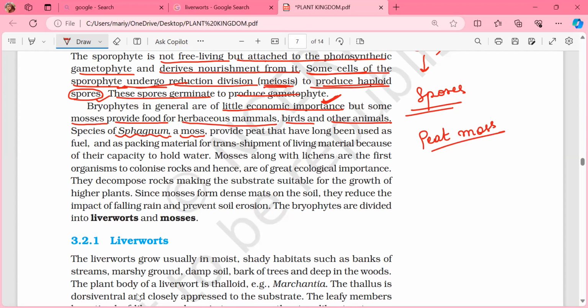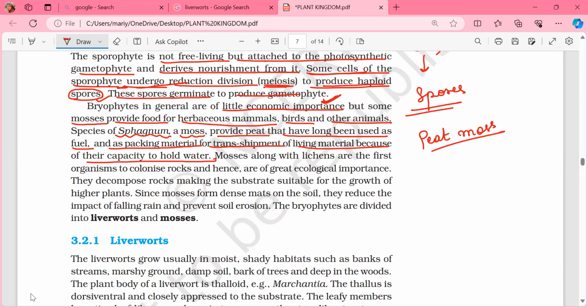Peat moss. So the species of sphagnum, which is a moss, provides peat that has been long used as a fuel and as packaging material for transshipping of living material because of their capacity to hold water. Now, the best thing about mosses, I'll tell you. Listen. First of all, mosses have a great capacity to hold water.